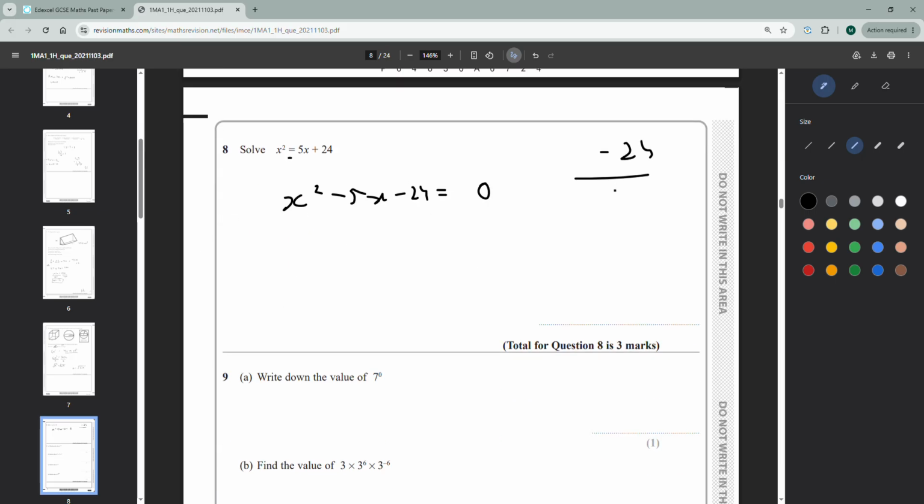Okay, negative 8 and 3. Yeah, okay, that counts. Alright, 8 and negative 3 doesn't add up. Negative 3 and 8, okay, they don't. Okay, negative 8 and 3, they do. Okay, stop. So it's x take away 8 and x plus 3, guys.